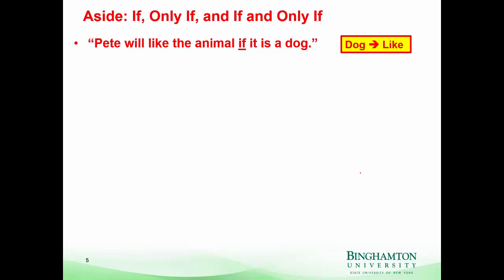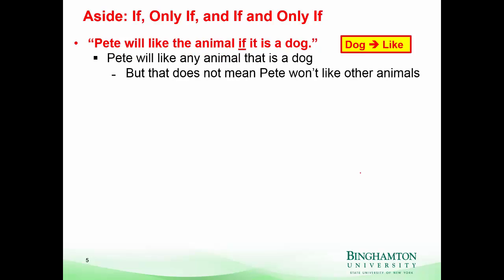So let's talk a little bit about this, and I've put it in a non-mathematical setting. Let's say that we say some guy Pete will like the animal if it is a dog. What this is telling us is you look at the animal, you see it's a dog, you immediately know Pete will like this animal. So in other words, Pete will like any animal that is a dog. Every dog, he'll like every dog. If it's a dog, he's going to like it.